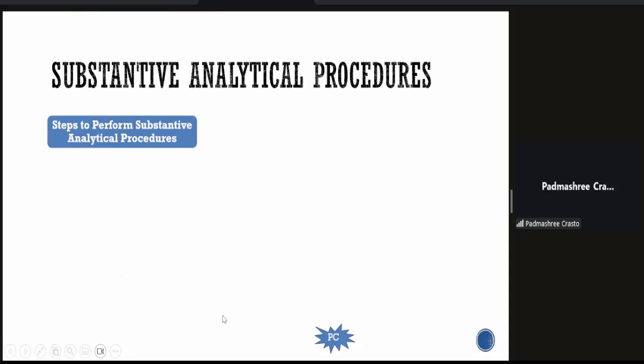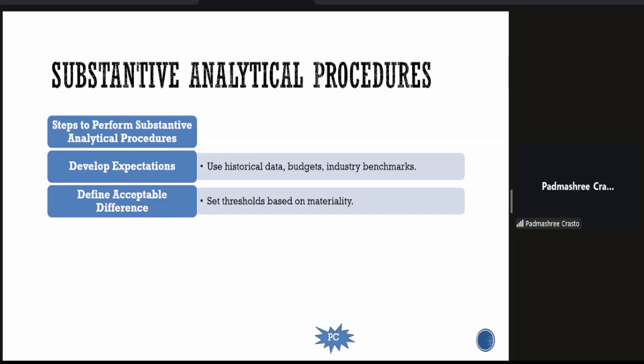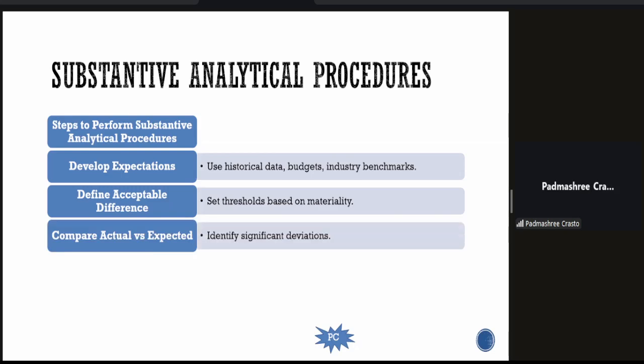Yeah. What are the steps to perform the substantive analytical procedure? As we mentioned, develop the expectation. For developing the expectation, use historical data, budgets, industry benchmarks. Define acceptable difference. We talked so much about the acceptable difference. Set the threshold based on the materiality, also on the basis of amount, on the basis of percentage range, as you deem appropriate. Compare the actual versus the expectation. It is not actual versus budget, it is actual versus expectation.